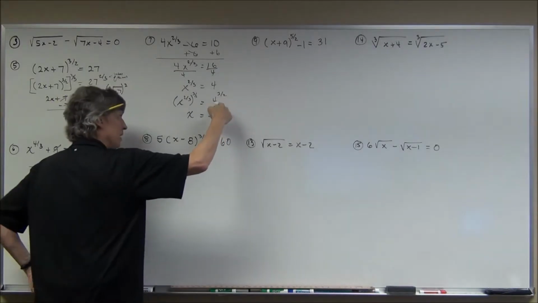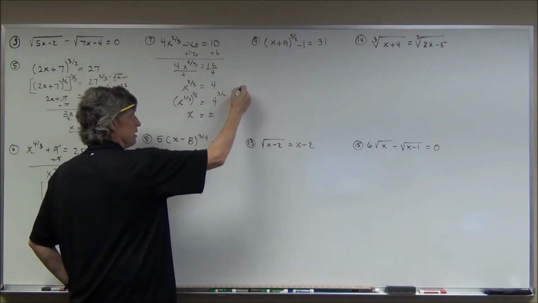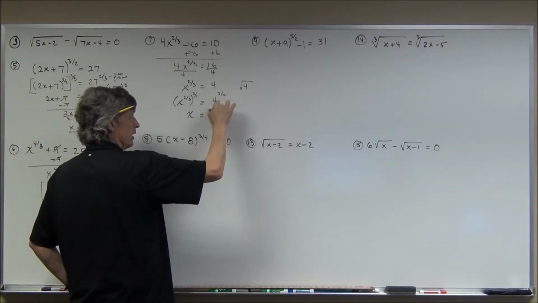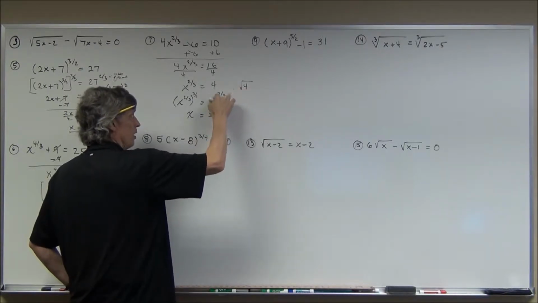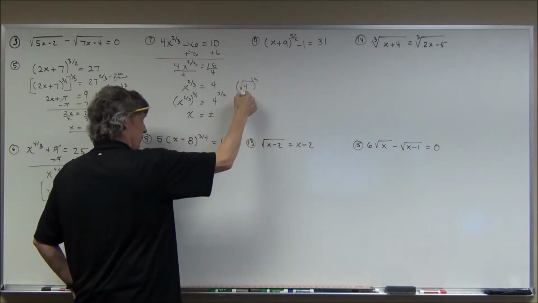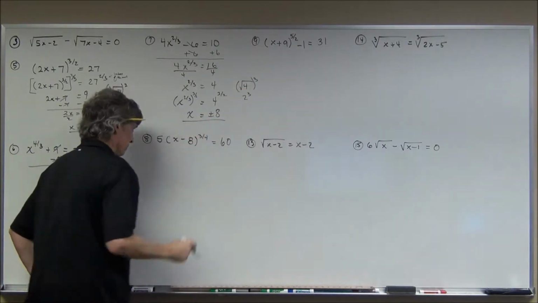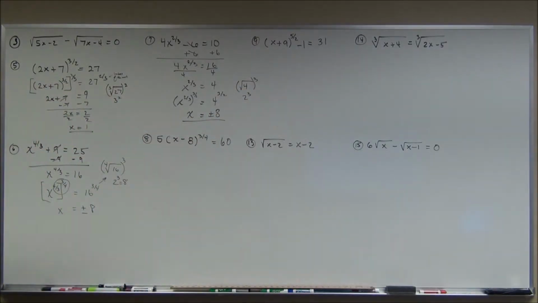Now, 4 to the 3/2 means the square root of 4, that's the 2, square root of 4, cubed. So that's 2 cubed, which is 8. So my answer is x equals positive or negative 8.